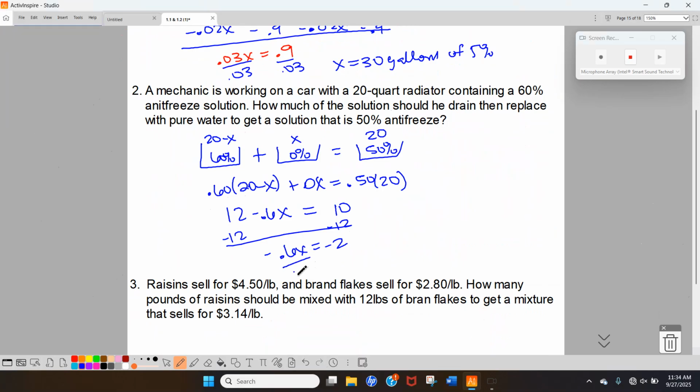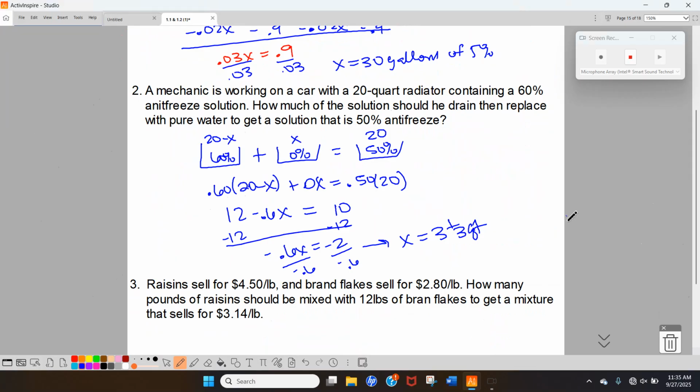So divide by that negative 0.6. And we get that to be 3.3 repeating, or 3 1/3 quarts. All right, so again, start with x is the amount of water that is added, or the amount of antifreeze that is drained. Since they say how much of it should be drained, I would say call x how much is drained. And then at the end, say that we drained 3 1/3 quarts.